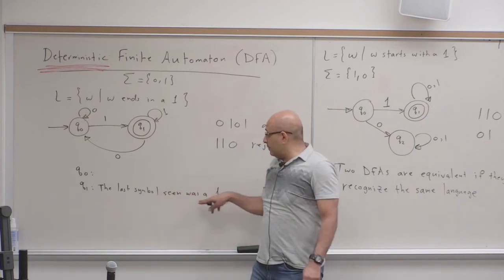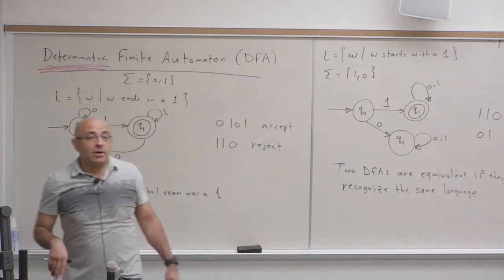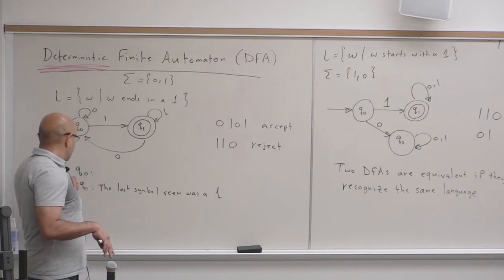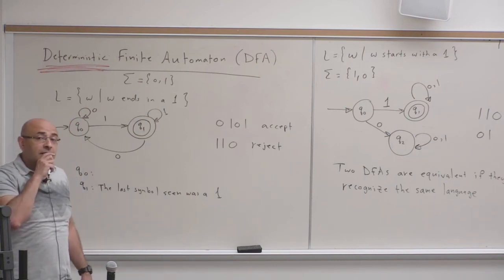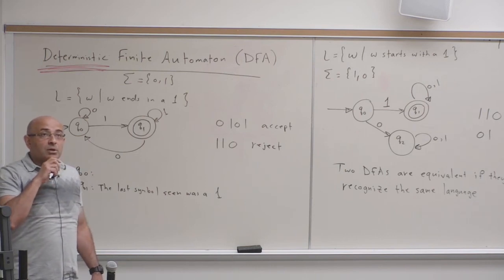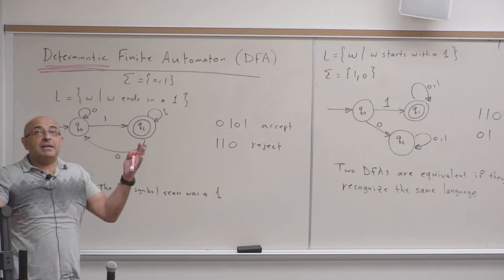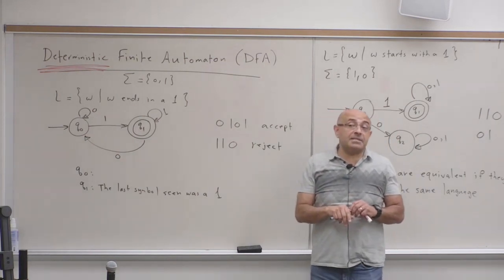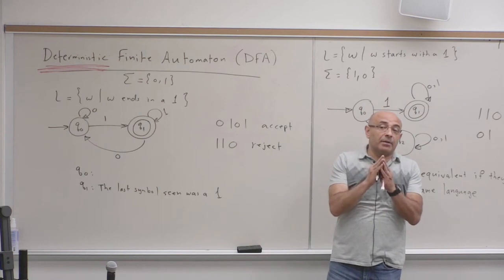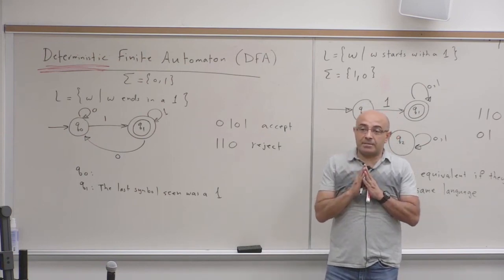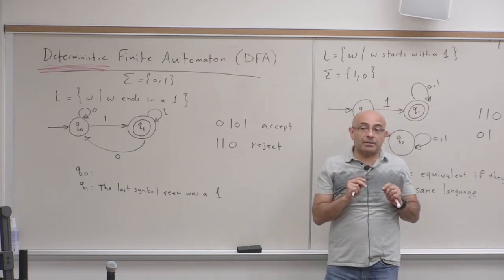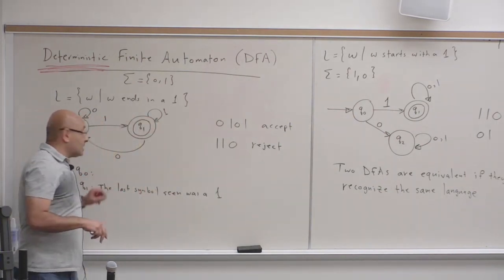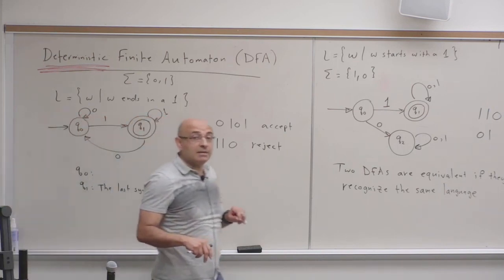If we say the last symbol seen was a 0, that will not be precisely true. Why not? Because of the initial state. So what would be the precise description of state Q0? Last symbol was not a 1? No, this is not the right description because there may not have been any last symbol at all. It may be that nothing has been seen. When you say the last symbol, you are implying that at least one symbol has been processed, but it could be that no symbol has been processed. So it's nothing has been seen yet, or the last symbol seen was a zero.